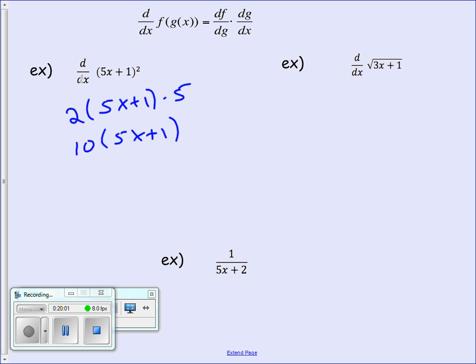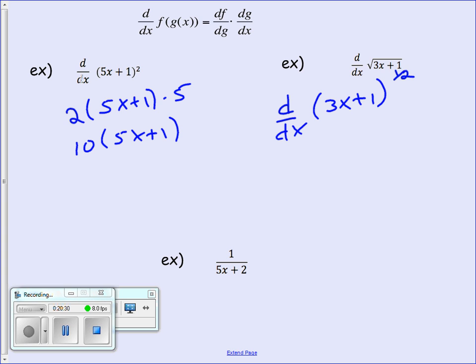Okay. How about this one with the square root? What's my parent function? Radical. I like to rewrite my radicals with the fractional exponent. I'm going to rewrite that as 3x plus 1 to the 1/2. Okay. It's a power rule. I've got a blob raised to the 1/2.